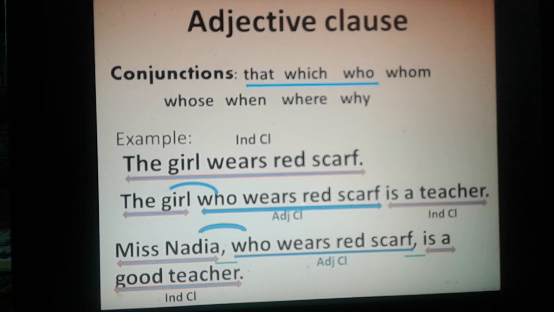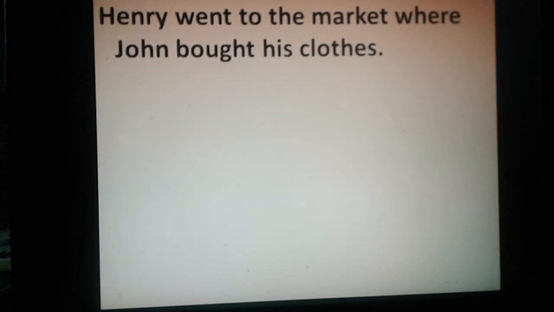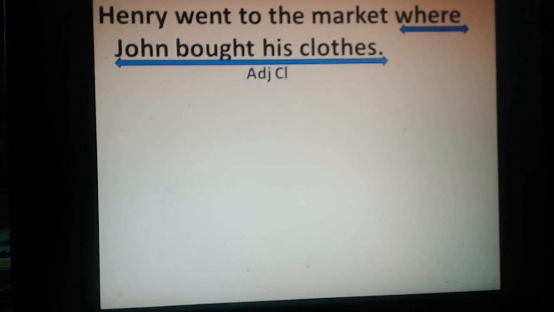I want you to remember these rules, please. Henry went to the market where John bought his clothes. Here the adjective clause comes to give us necessary information about the market, because the reader can't know which market we are talking about. That's why we use an adjective clause without a comma. Henry went to the market is an independent clause. Where John bought his clothes is an adjective clause.